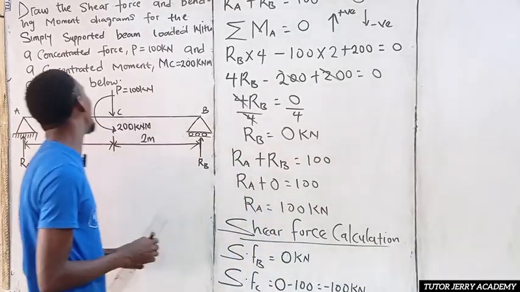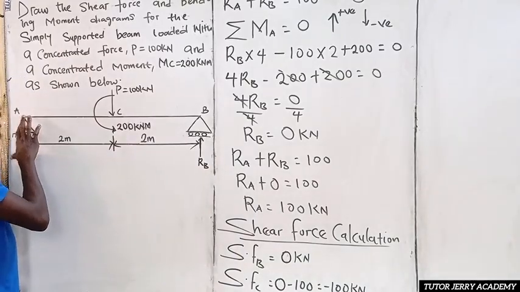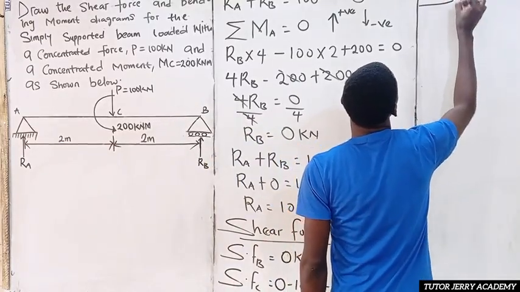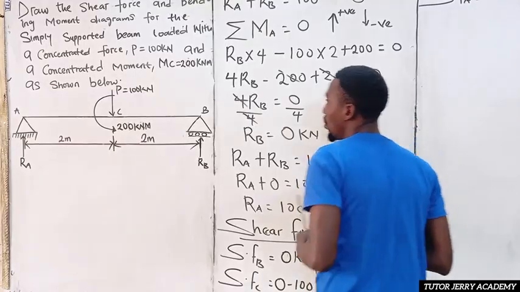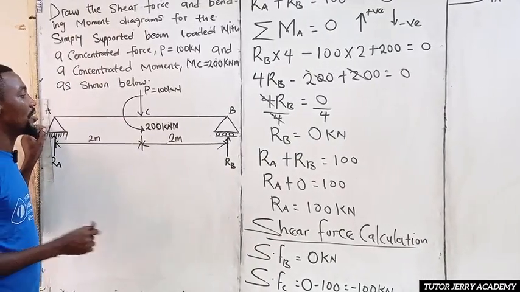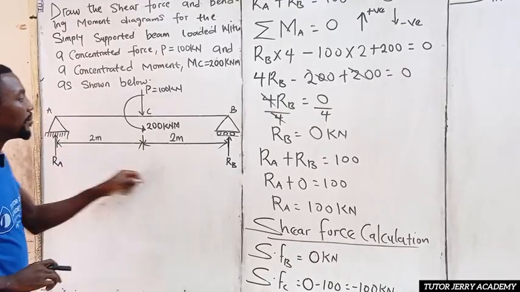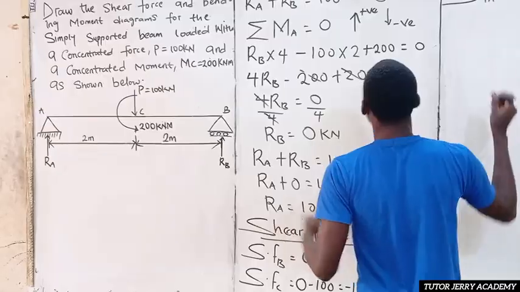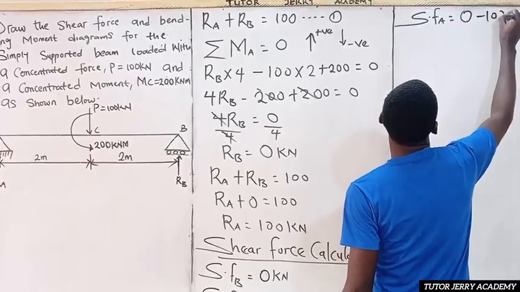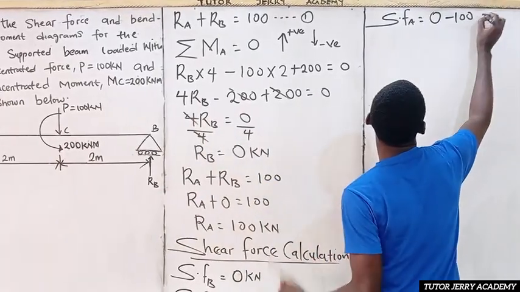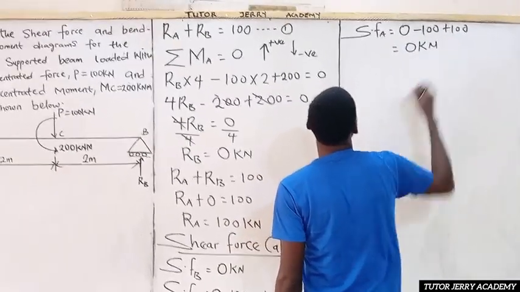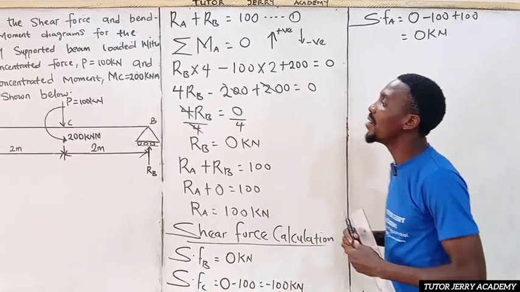Kilonewton. Alright, so the last but not the least, we are going to calculate the shear force at point A. The shear force at point A will be equal to, now, if you stand at this point, how many forces can you see? We can see 1, 2, and 3. So here we are going to have RB, which is 0, which is upward, then minus 100, then plus RA, which is 100. So if you sum all of this together, you are going to have 0 kilonewton.